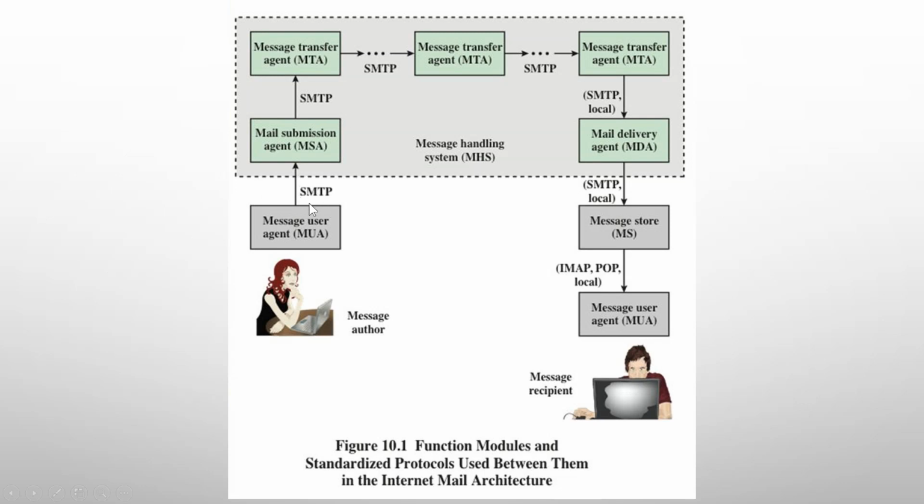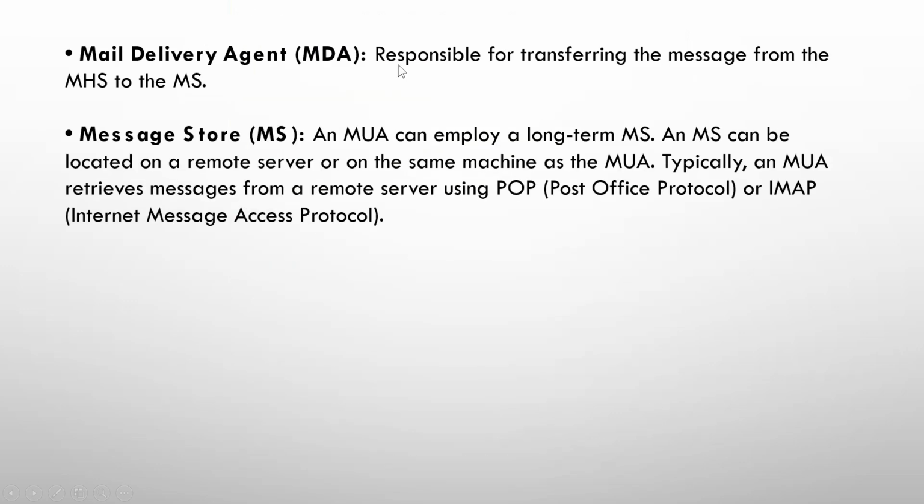The protocol used here is SMTP, and here the protocol that is used for the transfer is IMAP or Post Office Protocol. Then mail delivery agent is responsible for transferring the message from the MHS to the MS. Then message store, an MUA can employ a long-term MS. An MS can be located on a remote server or on the same machine as the MUA. Typically, an MUA retrieves message from a remote server using Post Office Protocol or IMAP, that is Internet Message Access Protocol.